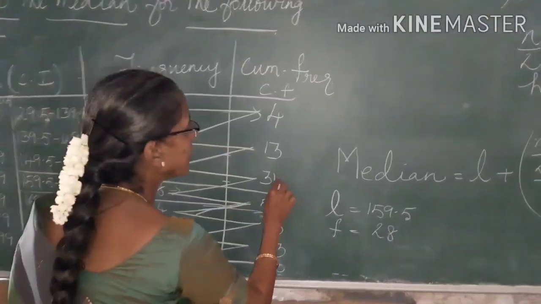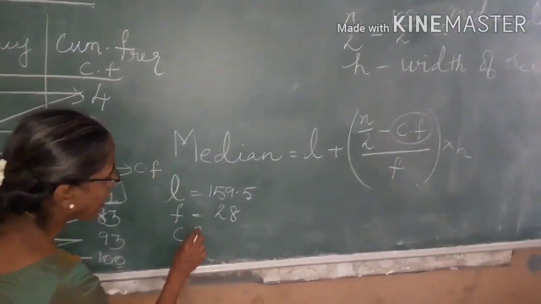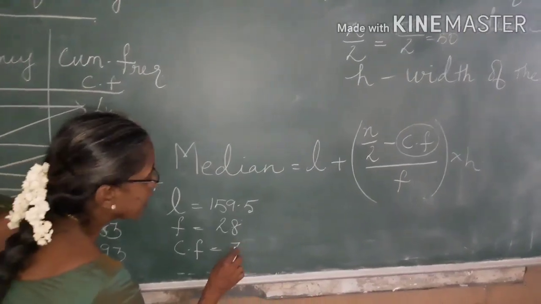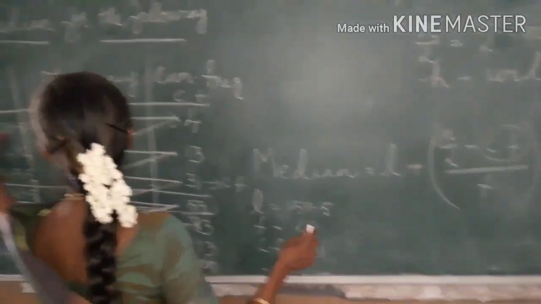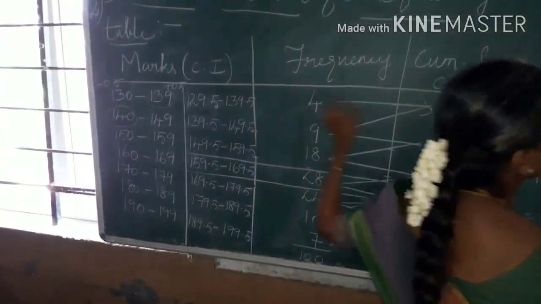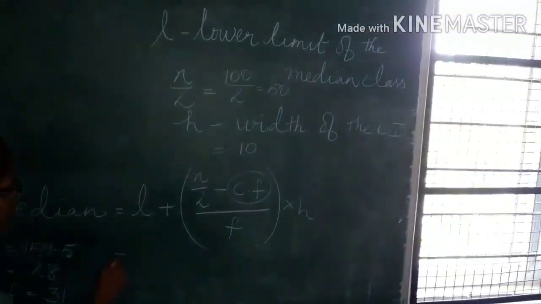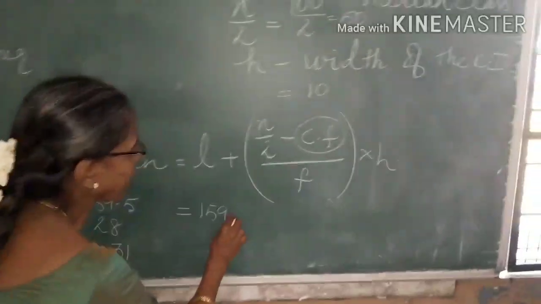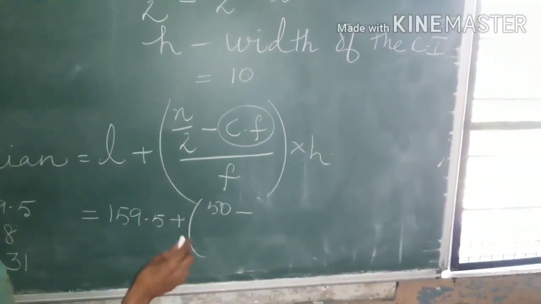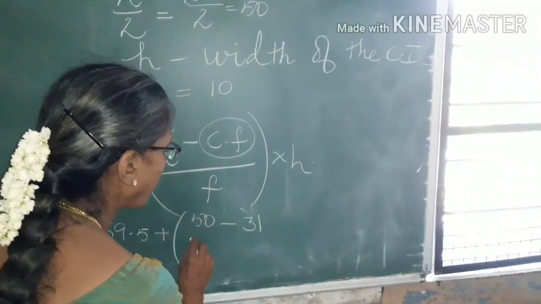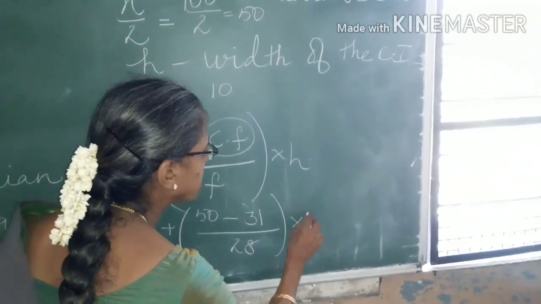And then what is that one? CF stands for the cumulative frequency of the preceding median class. So here it is 31. Now simple substitution. What is the width of the class interval? The difference between the upper limit and the lower limit, which is 10 here. So substitute: 159.5 plus (50 minus CF, which is 31) divided by 28, multiplied by 10.